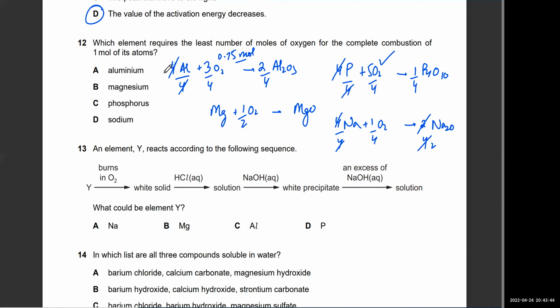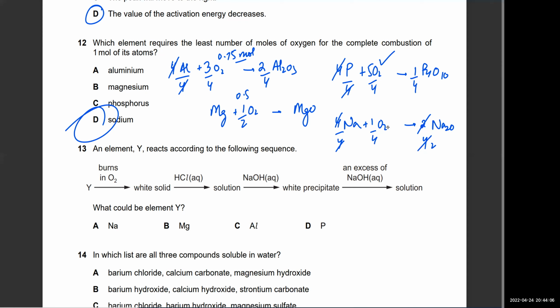So the question: the least number. This is 0.75, this is 0.5 moles of oxygen, this is 1.25, and I think the least is for sodium. That's 0.25. So D is your answer.